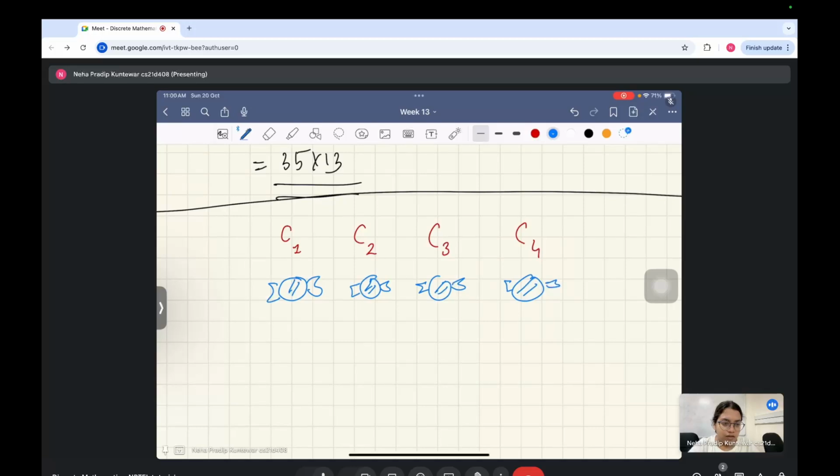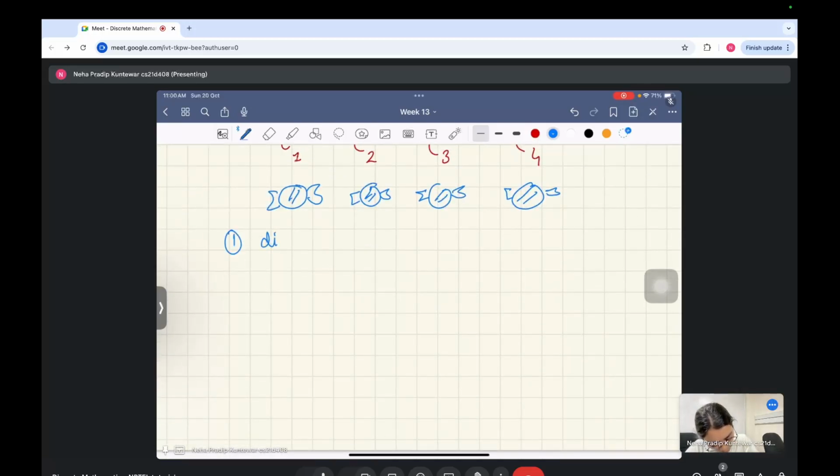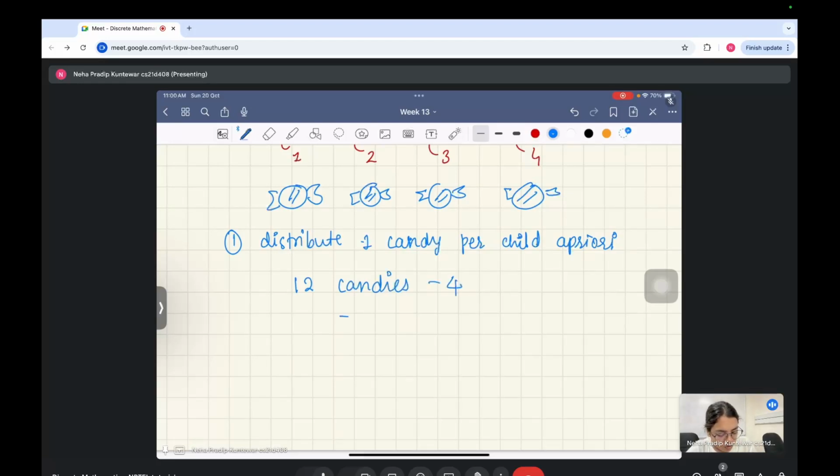So how many candies are we left with? What you do is distribute one candy per child a priori. Now you had 12 candies and we have distributed 4 of them, so you are now left with 8 candies. And now I want to distribute them to the 4 children, but it does not matter how we distribute them. Among these 8 candies, it's possible that all 8 go to the third child and none of the other children gets anything, or it's possible that all of them get 2 candies each, or anything.